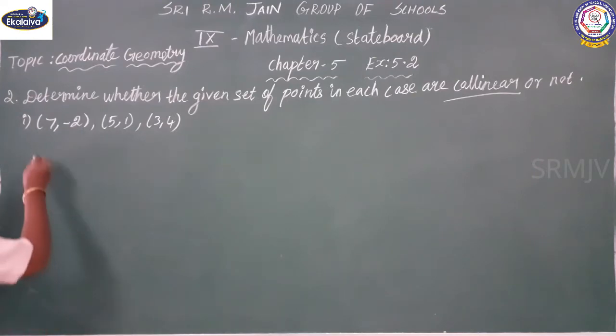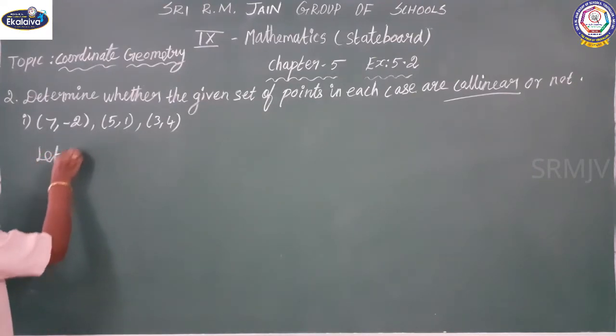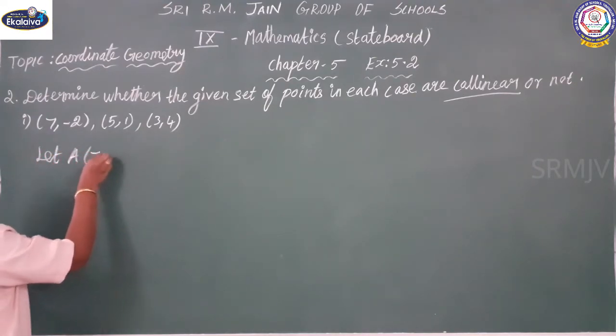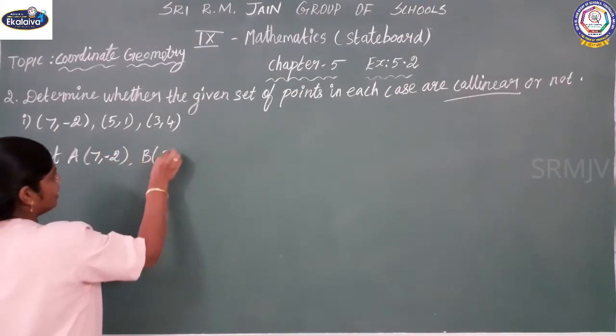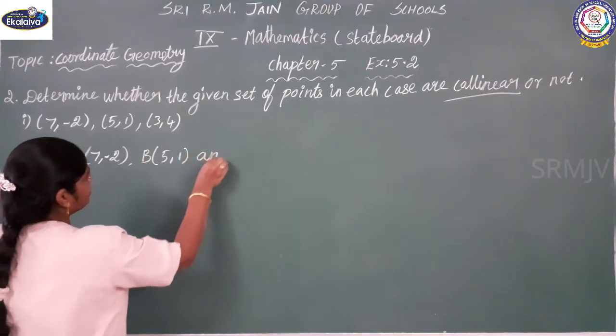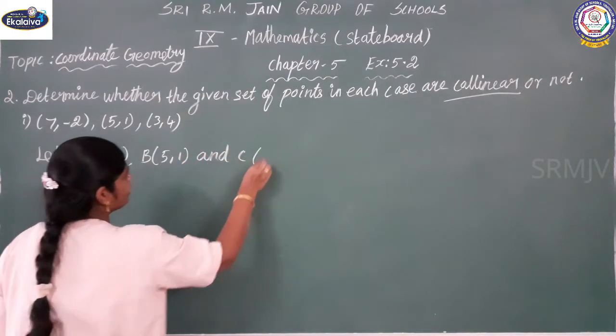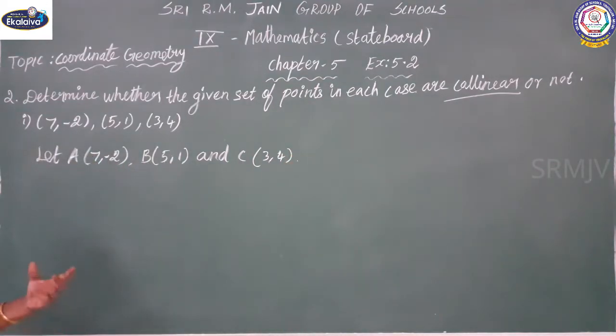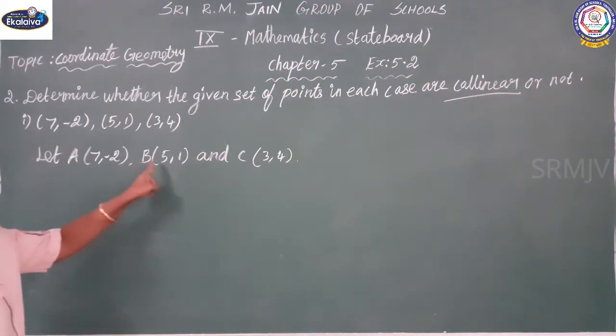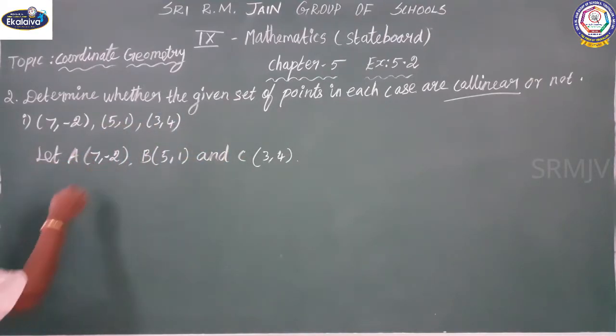Just naming it. Let A be (7, minus 2) and B be (5, 1) and C be (3, 4). So now I am going to find the distance of AB, BC and CA. First find out the distance of AB. So AB distance we are going to find.